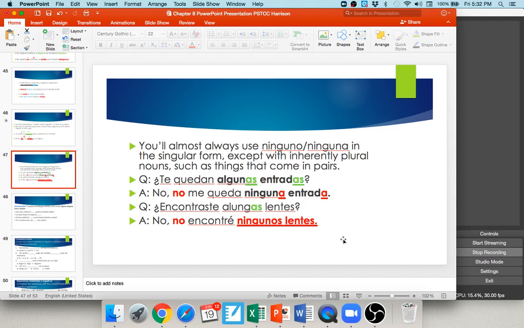Another example there, similarly, ¿encontraste algunas lentes? Did you find any glasses? Nope, no encontré ningunos lentes. So did you find any glasses? Nope, I didn't find any glasses. So on and so forth.